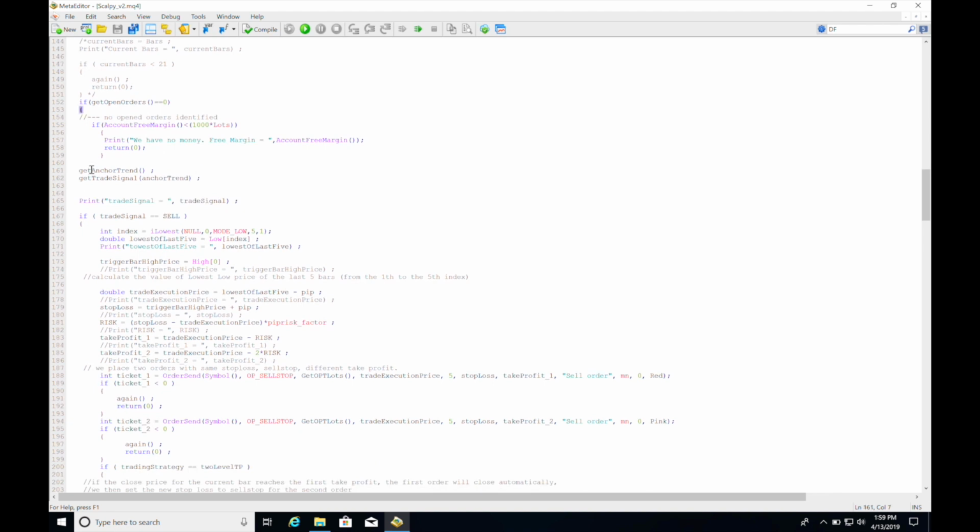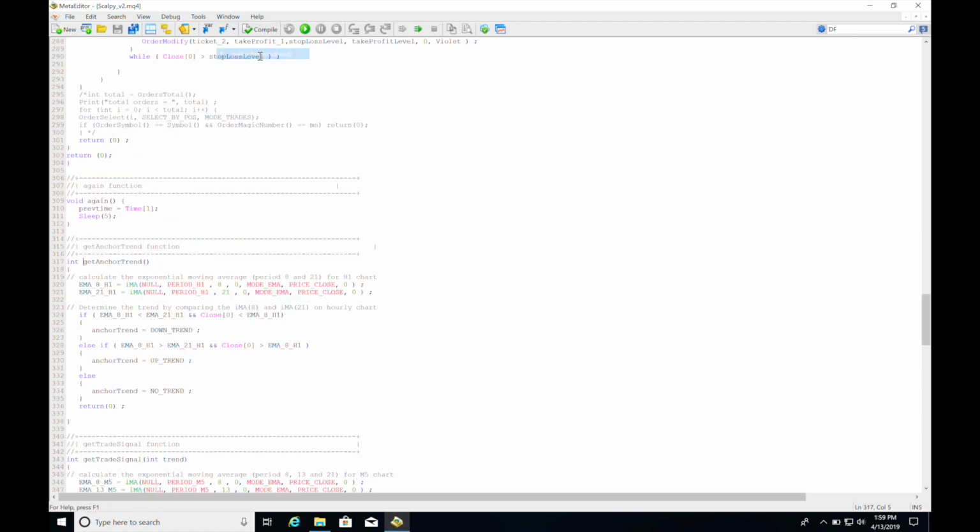The next thing we're going to do is we're going to get our anchor trend. This is the one that we see for the strategy for the H1 period. So to go there, we're going to go to anchor trade. And these are the values that we had globally before. So we're going to calculate them now for the H1 periods at 8 and 21.